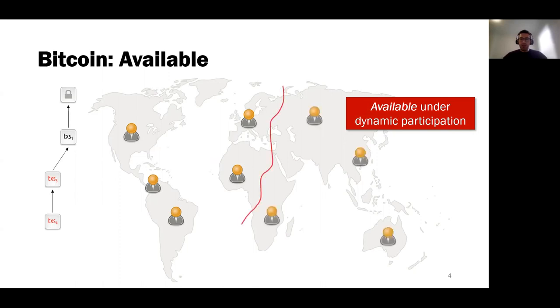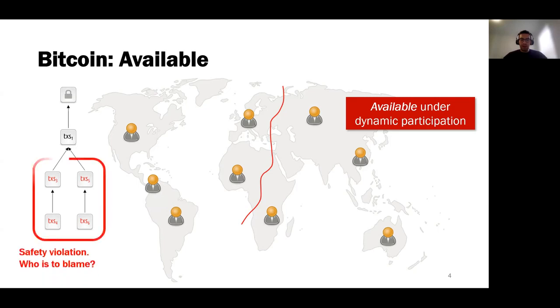However, let's now consider the case that the validators on the right-hand side were not in fact offline, but were perhaps partitioned. In this case, the validators on the right-hand side could be mining a conflicting chain. This would indeed cause a safety violation in the view of the observers.